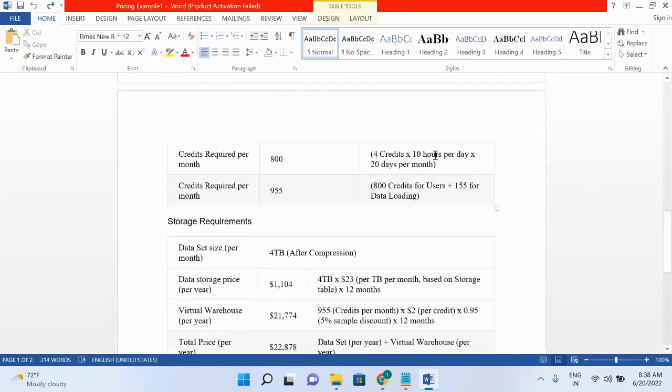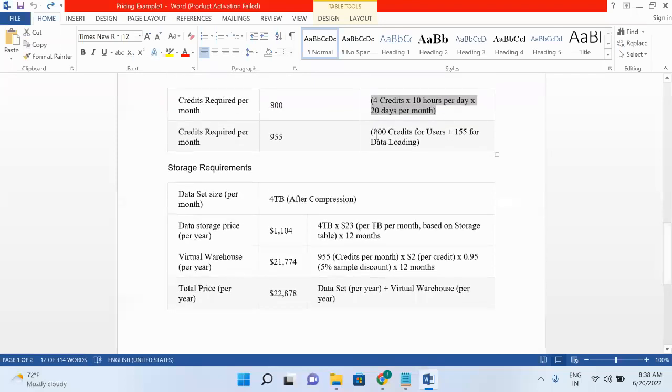4 credits, approximately 10 hours per day, and they will work only on weekdays, right? 20 days, and this is the charge for the credit limits. Coming to the loading and the user requirement together, totally it will be 800 credits plus 155, so 955 credits they are utilizing.